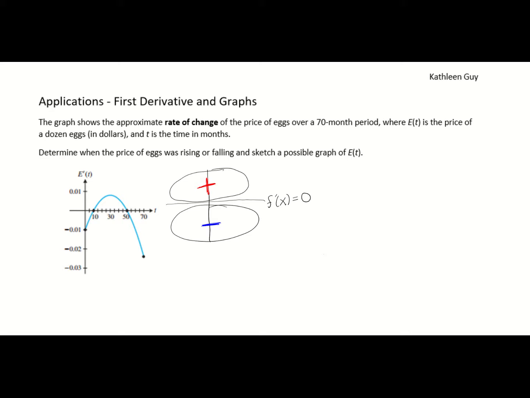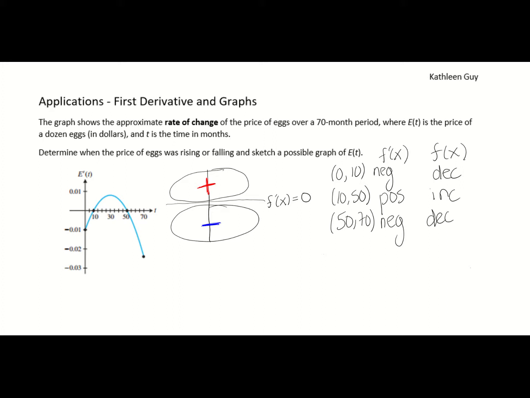So let's take a look at the intervals that are negative and the intervals that are positive. From 0 to 10 months, I'm below the x-axis, so f prime of x is negative. From 10 to 50, I am above, so I am positive. And from 50 to 70, I'm below, so I am negative. That means that for f of x, this will decrease, this will increase, and this will decrease.